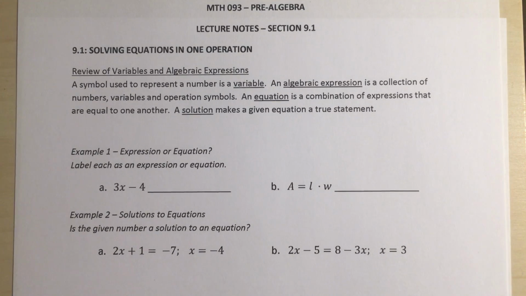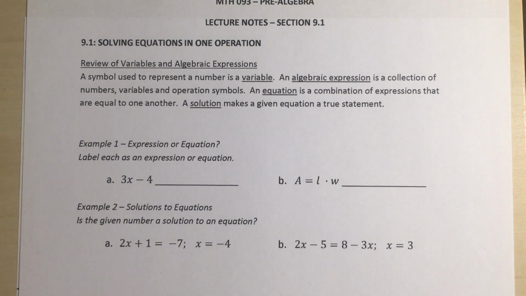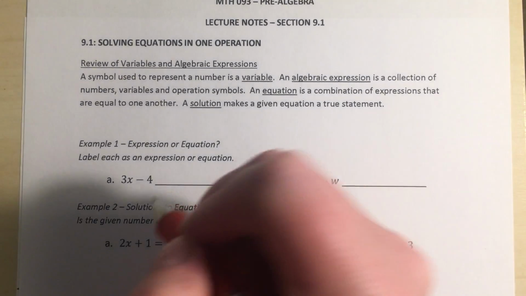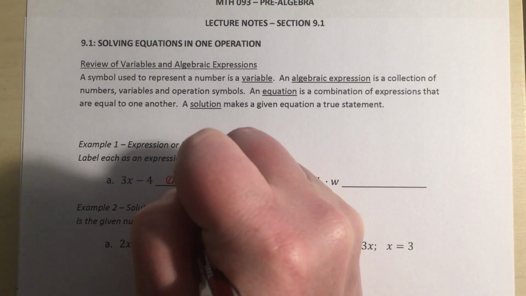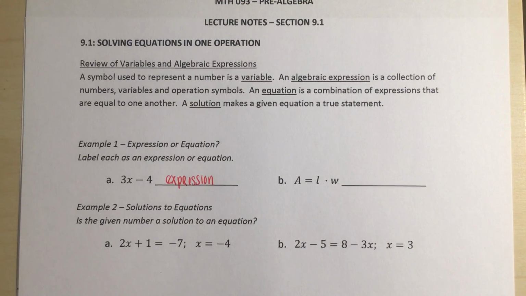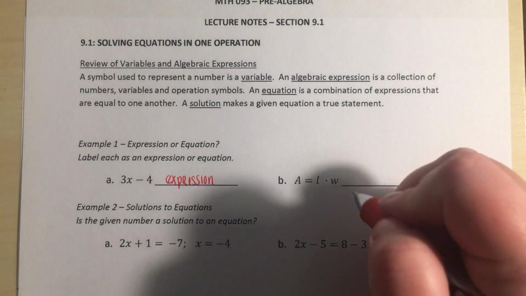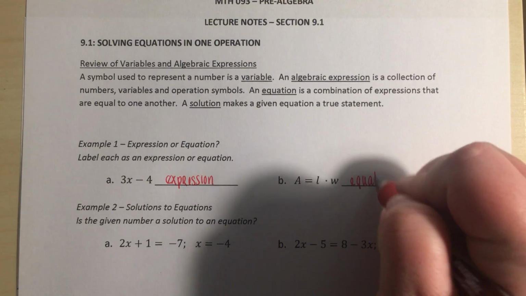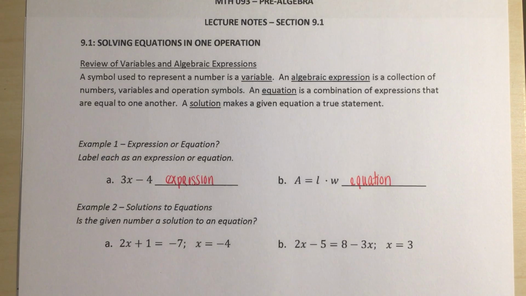All right, so in example 1 here, we're going to label each as either an expression or an equation. Looking at A, here we see a combination of numbers, variables, and operation symbols. We do not see an equal sign, so that is just an expression. In example B, we do see an equal sign, so that is going to be an equation. So equations have equal signs, expressions do not. Expressions, again, get simplified and evaluated. Equations, we're going to be looking for solutions.